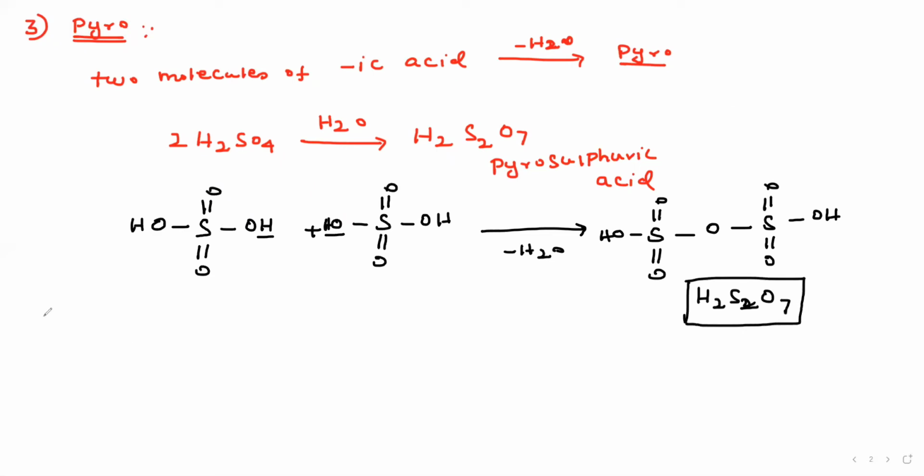Similarly, the third one, meta, we already know. When we call it meta, take more than 2 molecules of the ic acid, very similar to phosphorus.